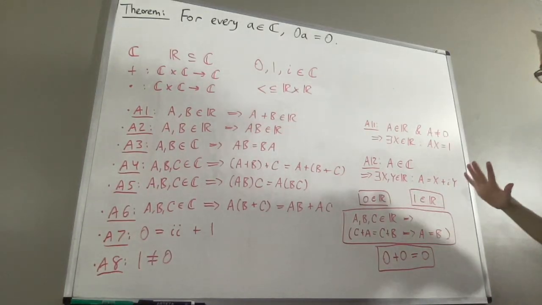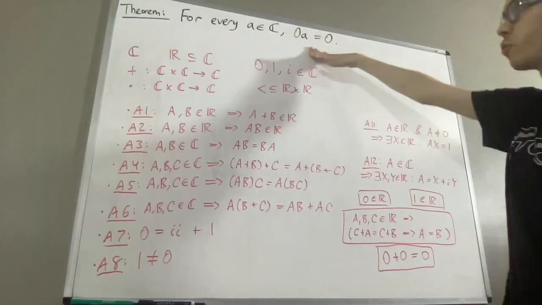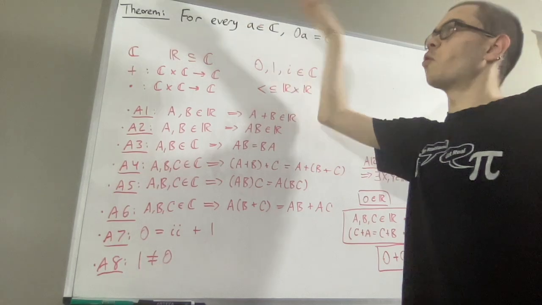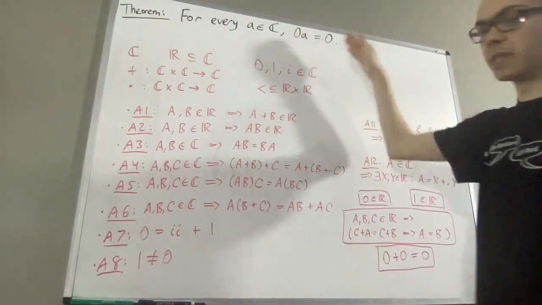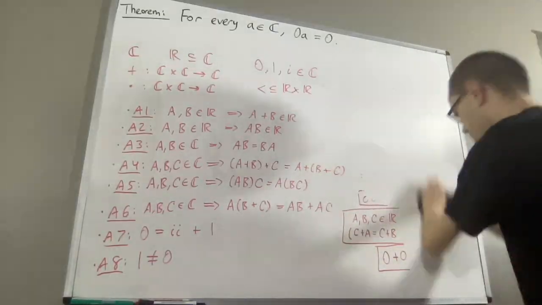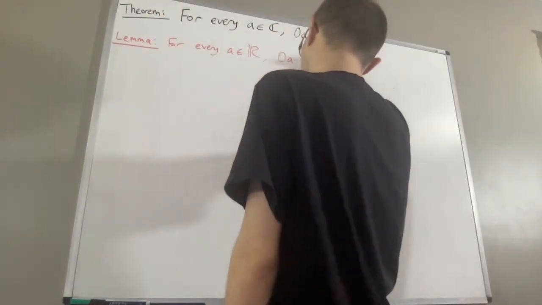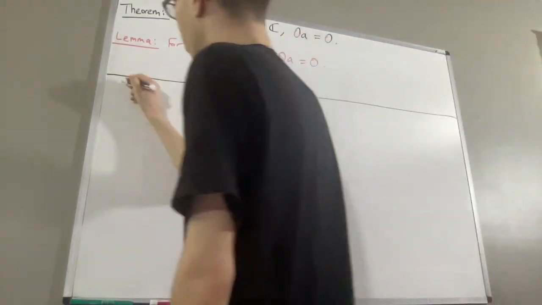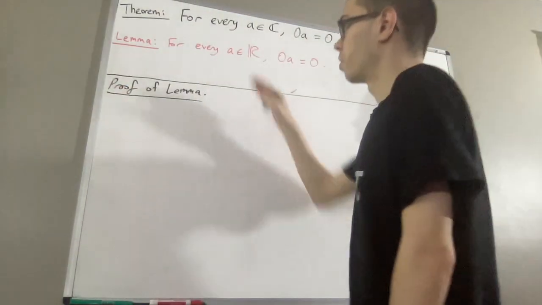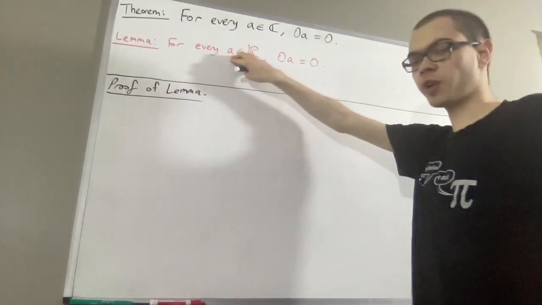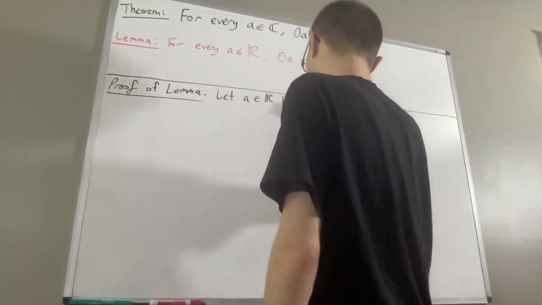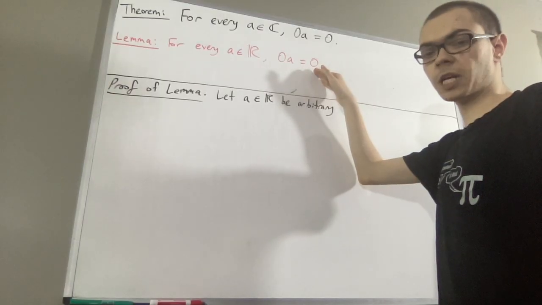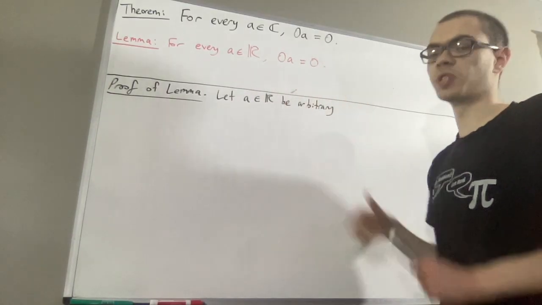Okay, so now we're going to prove this result. But actually, we're first going to prove for every real number a, 0 times a is equal to 0. So we're going to prove this lemma first. So, to start the proof, let's give ourselves an arbitrary real number a. And from here, we want to show that 0 times a is equal to 0. So let's assume for a contradiction that 0 times a is not equal to 0.